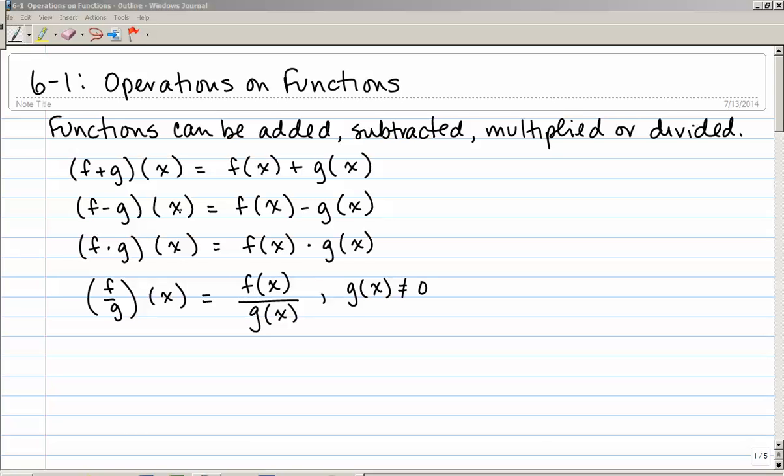F minus g of x is f of x minus g of x. So you're just subtracting the two functions. And f times g of x is f of x times g of x. And division, f divided by g of x is f of x divided by g of x. And remember, since the denominator cannot equal 0, g of x cannot equal 0.